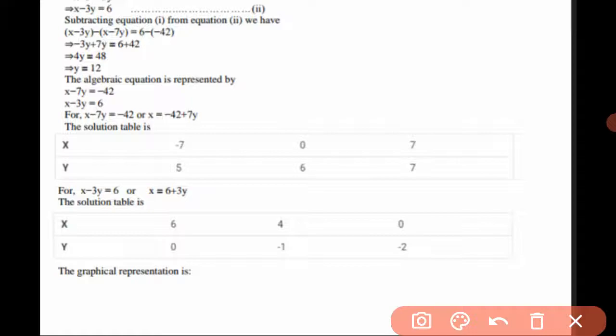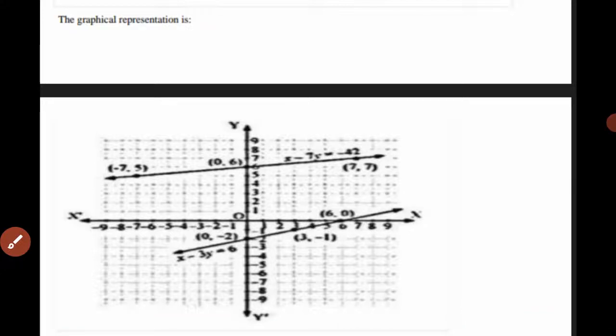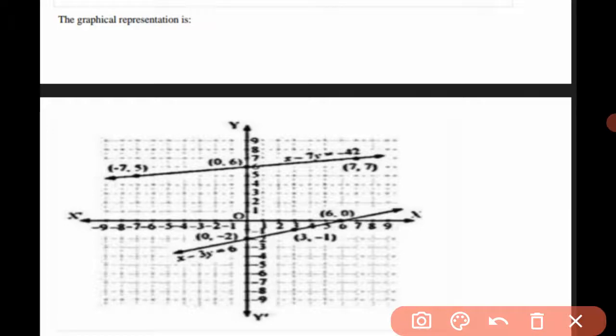With the help of this table, these are the solutions. By putting these solutions on graph paper, we can make a graphical representation. According to this graph, we can represent these lines. By plotting the points we have found, we can draw this line and this line. This is the graphical representation of the given situation. In this way we can solve question number 1. Now after this, see question number 2.